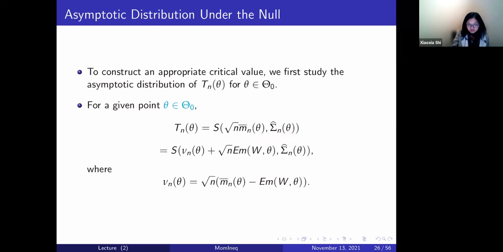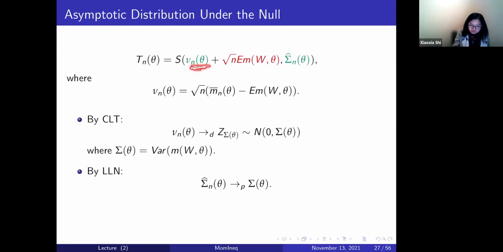What we are going to do is add and subtract the population expectation of the moment function to this first argument. When we do that, we create this new term, nu_n(theta), which is root n times m bar minus E m(W, theta). But then we also have this root n population mean left here. This nu_n part is clearly something that we can use Gaussian approximation for, right? By the central limit theorem, under fairly general conditions, this is asymptotically normal with mean 0 and variance covariance matrix given by the variance of the moment function m(W, theta). So that part is easily approximated by Gaussian or by bootstrap.